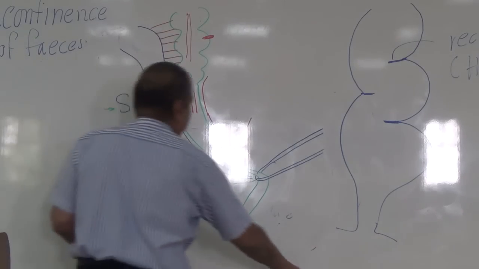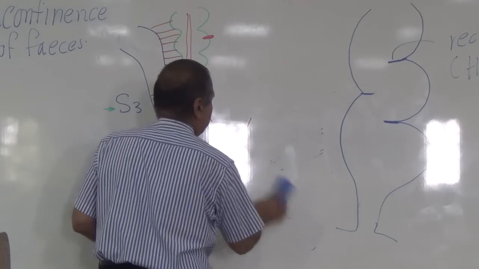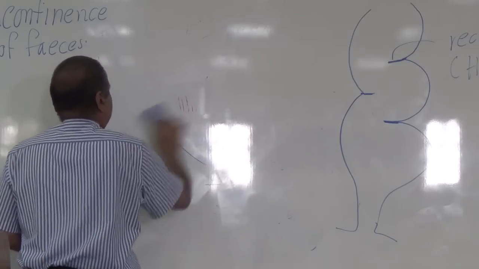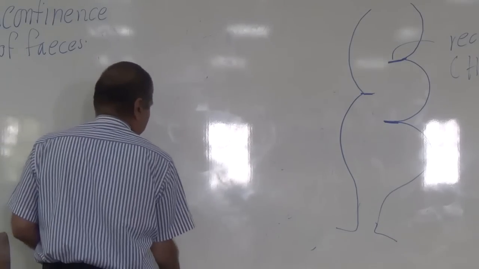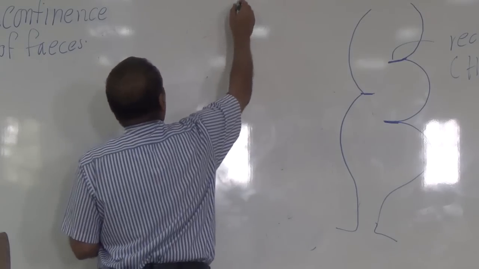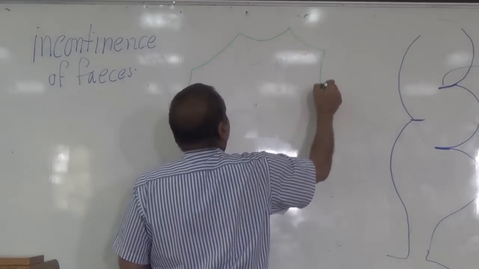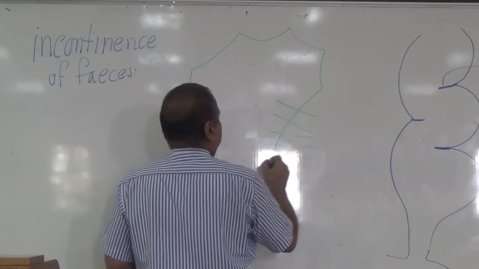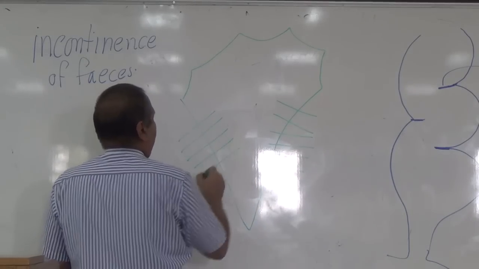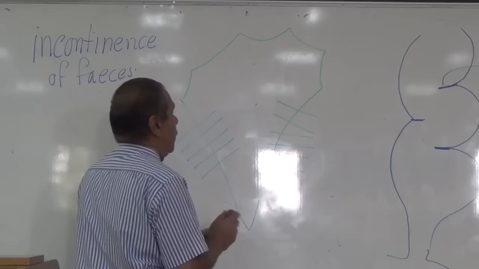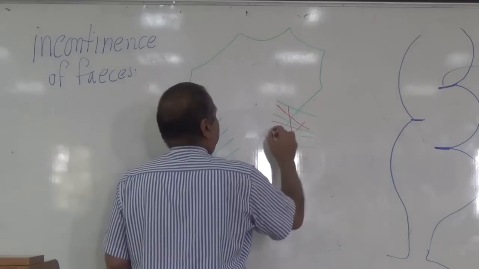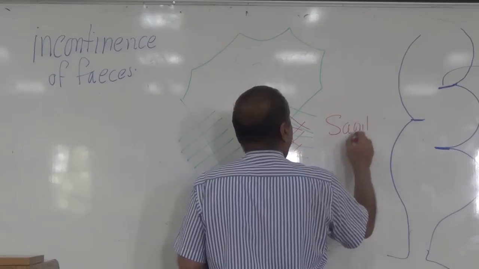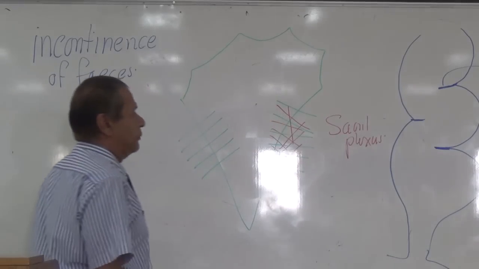The relations of the rectum: the rectum has the same relation posteriorly in male and female, but its anterior relation differs in male and female. For the posterior relation of the rectum, in male and female, I'll find the sacrum, and in front of the sacrum, the piriformis muscle, and in front of the piriformis muscle, the formation of the sacral plexus, which supplies the lower limb. It lies posterior to the rectum.